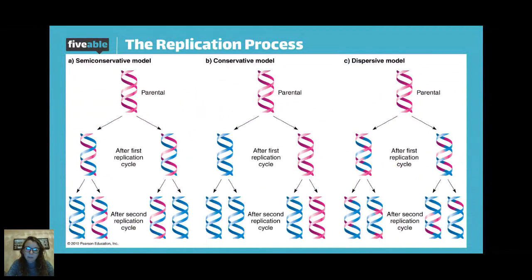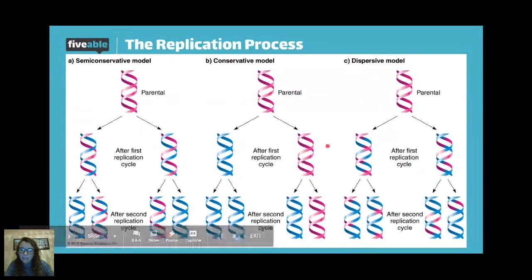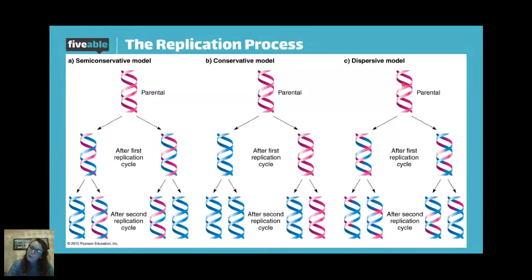So this one remains fully parental DNA, this one remains fully new DNA, and that's how it replicates. There was also thought that perhaps we took segments of parental DNA and combined them with segments of new DNA and had some kind of mosaic pattern like you see down here. That was called the dispersive model. And these were disproved, and you probably already know this because you probably know a little bit about DNA replication, and overtaken by the semi-conservative model.